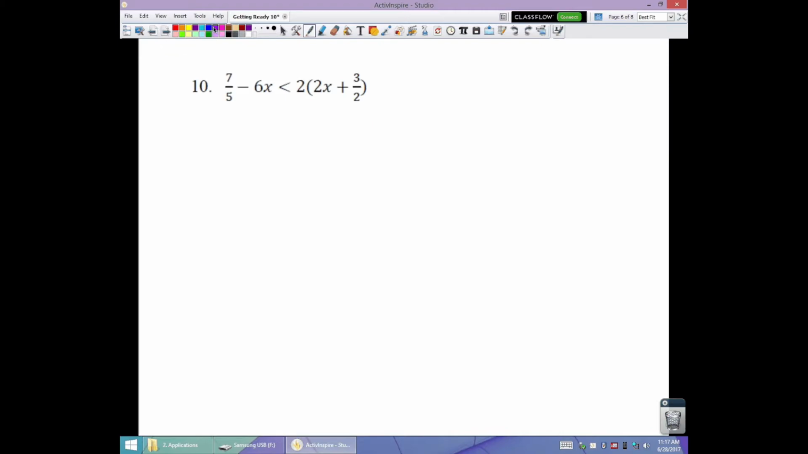Number 10. There are parentheses, so the first thing we'll need to do is to distribute. Distribute this 2 on the right-hand side. The left I'll leave alone for now. 7/5 minus 6x is less than, becomes 4x plus, now 2 times 3/2 is 6/2. 6/2 is 3. I have variables on both sides. Negative 6x is smaller than 4x, so I will add 6x to both sides, leaving me 7/5 over here on the left is less than 10x plus 3.